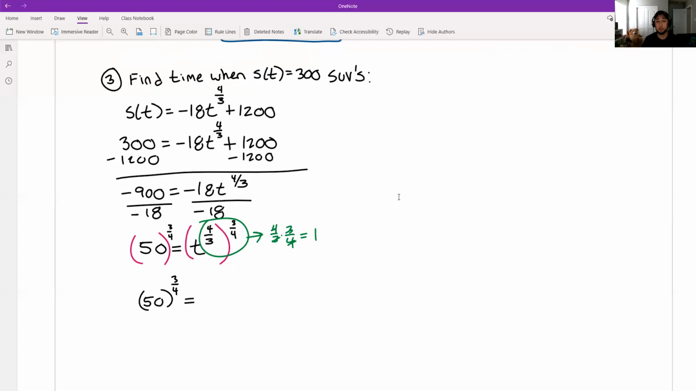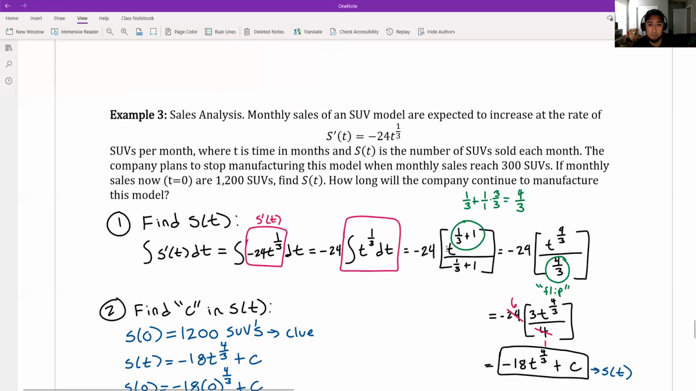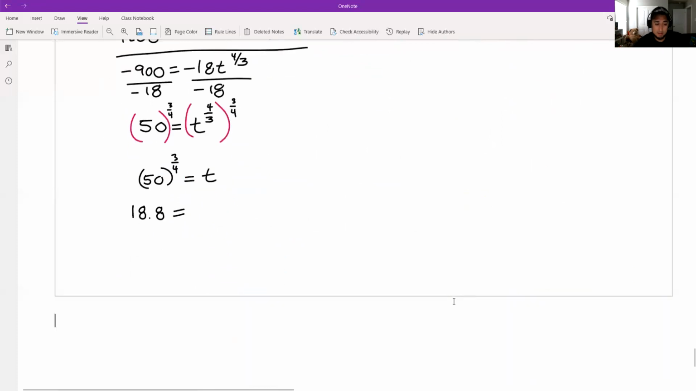And now, type in 50 to the 3/4 in your calculator, right? Hopefully you're seeing my calculator. 50, raise it to the 3/4, or 3/4 is perfect because it's 0.75. Enter. And we get that t is 18.8. Okay. 18.8 what though? What does t represent in this whole problem? T is the time in months. So this means that in 18.8 months, they will stop selling those SUVs.